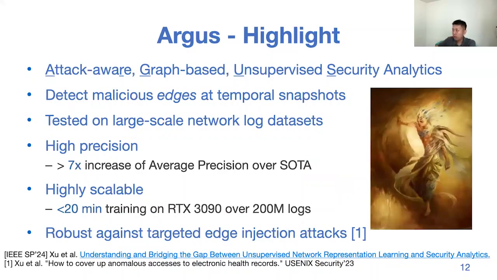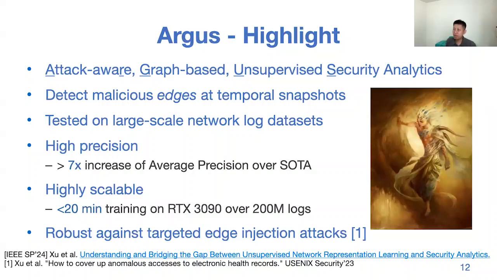So the paper I want to talk about was actually published in this year's Security and Privacy, and the work was led by my student Jason, and he made the presentation at the conference. So the system we built is called Argus, which is short for attack-aware, graph-based, and supervised security analytics. The goal is to detect malicious edges on a sequence of snapshots. So we are not building a static graph. We are building temporal graphs.